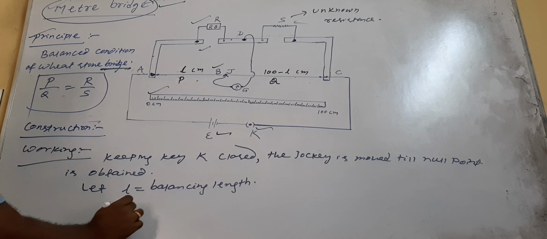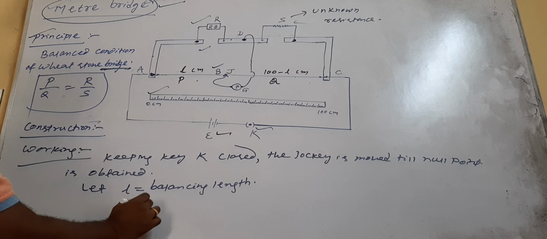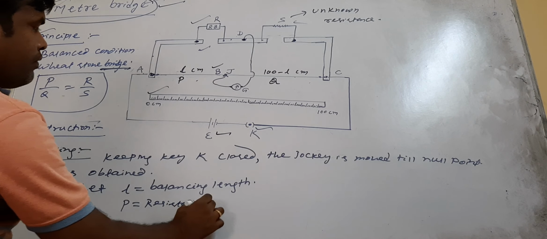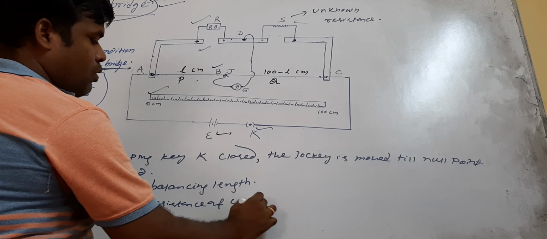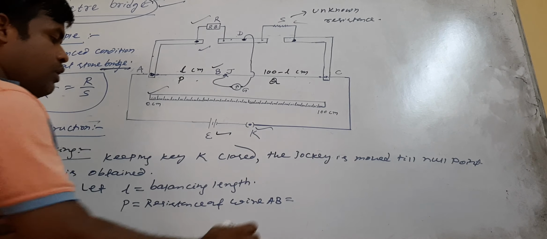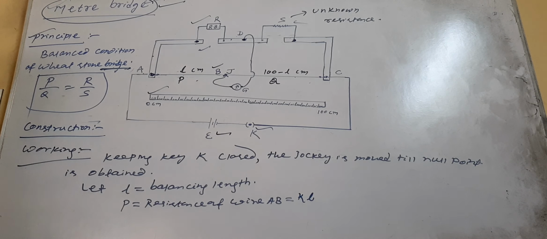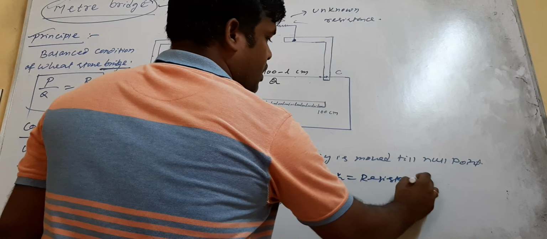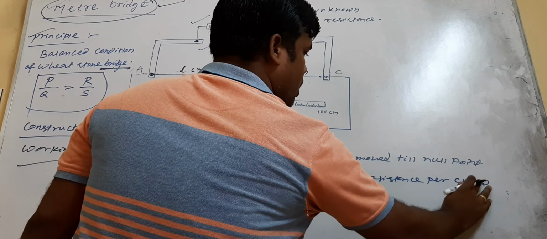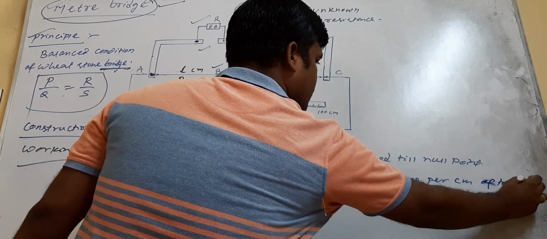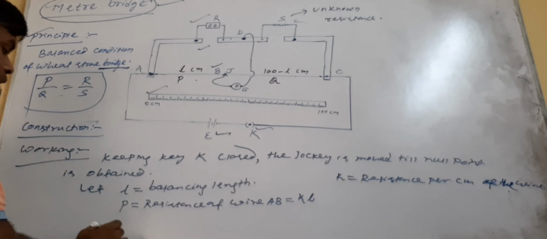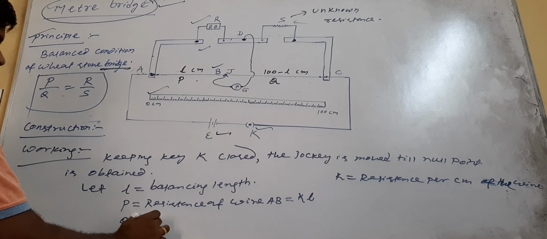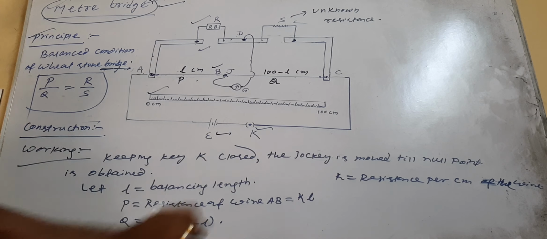Then what is the value of P? P is equal to the resistance of wire AP, that is equal to K into L, because resistance is directly proportional to length when the wire is of uniform cross section. K is equal to resistance per centimeter of the wire. Similarly, Q is equal to K into 100 minus L.